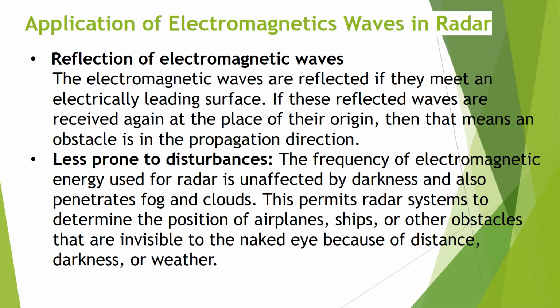Reflection of electromagnetic waves. Electromagnetic waves are reflected by the target. If these reflected waves are received again at the place of their origin, then that means an obstacle is in the propagation direction. These are less prone to disturbances. The frequency of electromagnetic energy used for radar is unaffected by darkness and also penetrates fog and clouds. It permits to determine the position of airplanes, ships, or other obstacles that are invisible to the naked eye because of distance, darkness, or weather.